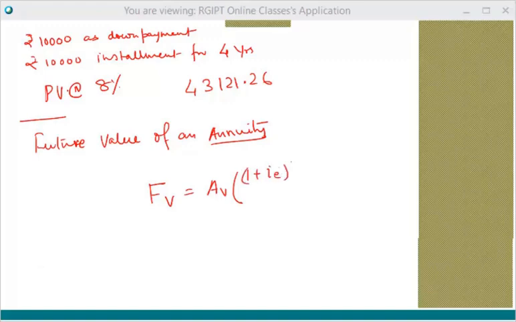(1 + IE)^T minus 1 divided by IE. Okay? तो ये तुम्हारा फॉर्मुलेशन हो जाएगा, ठीक है? And then also when people start talking about deferred annuity, okay, so these are different terms that are used. Deferred annuity.